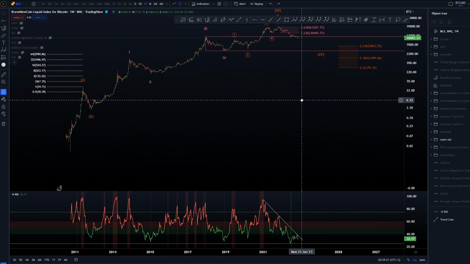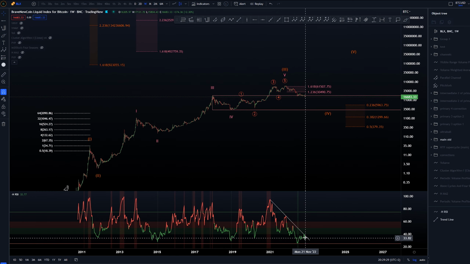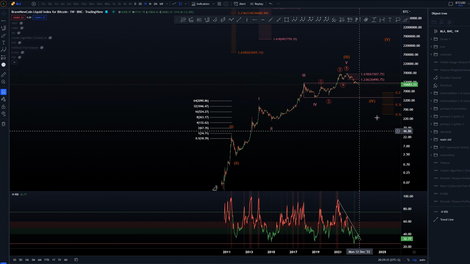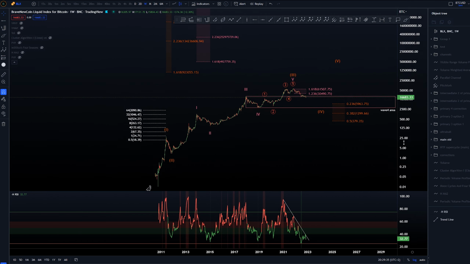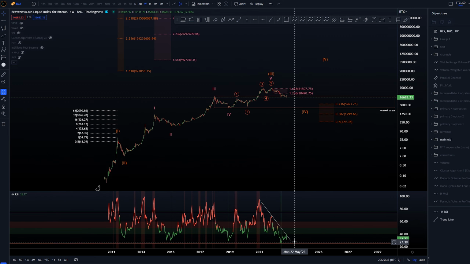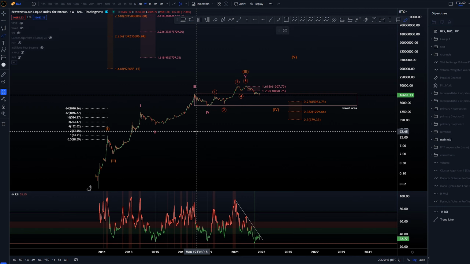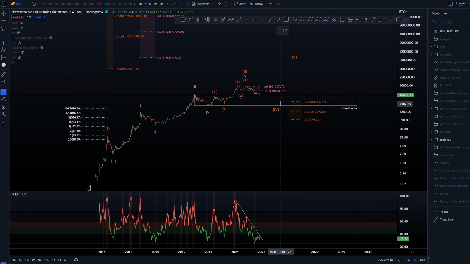But again, the thing is that on RSI we are very much in the oversold area, so that is something positive, I guess, if you want to be seeing something there. But yeah, that's basically that. But coming back to this count, while this is still possible, it is not my favorite.